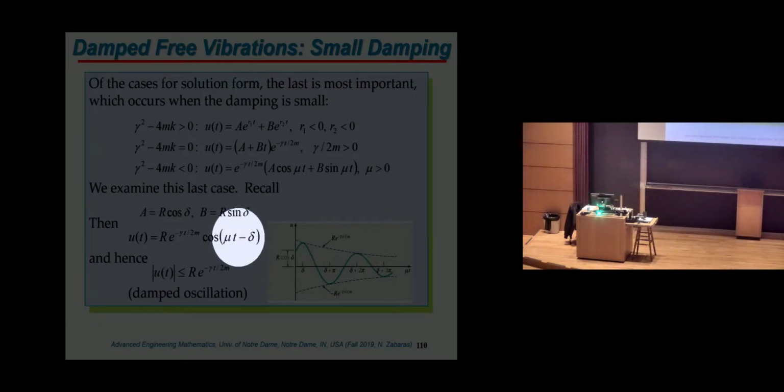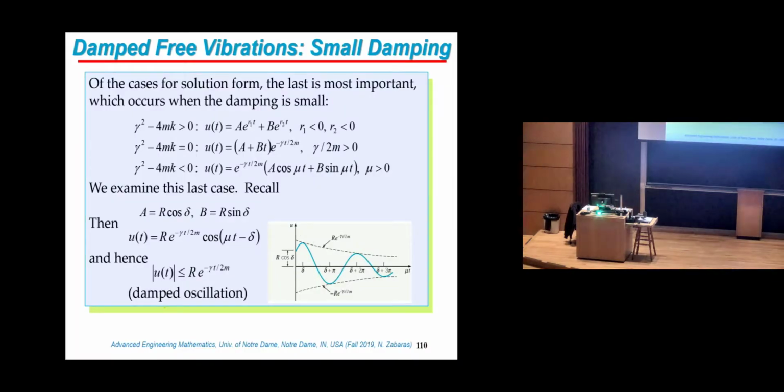So for example, you can see that at time t equal to 0, so this is mu t. When mu t equals 0, this is 1 there. So the amplitude is r times cosine of delta. Can everybody see that, right? So that's what you get, r times cosine of delta.